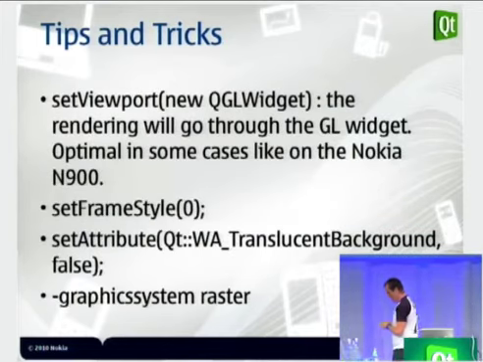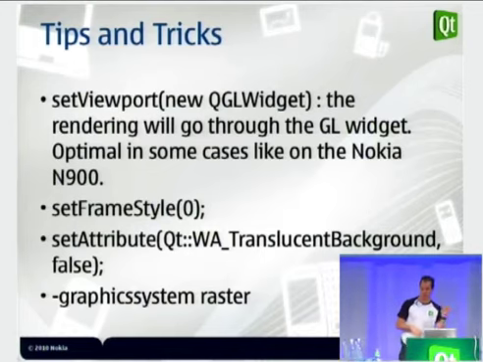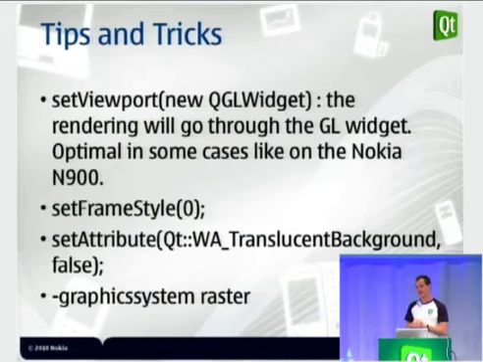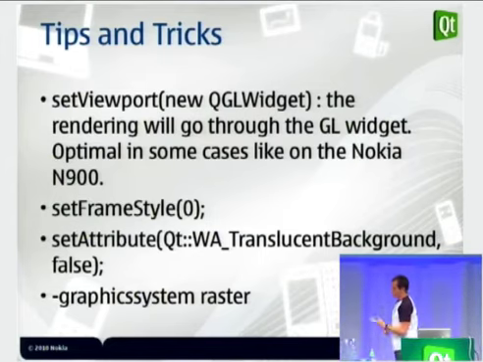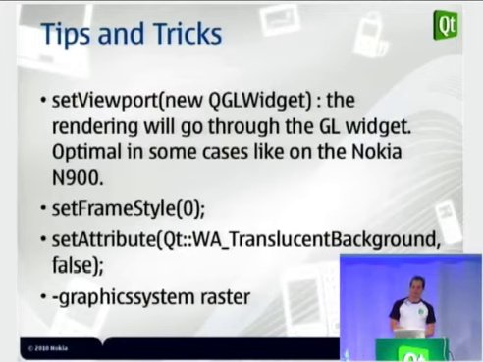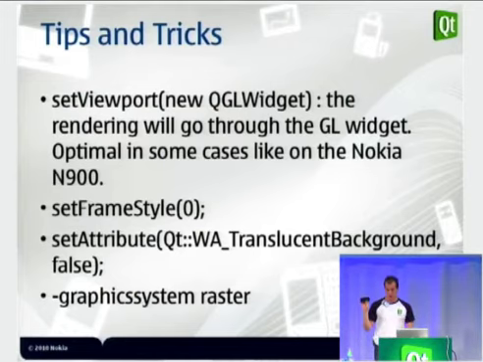Other tips and tricks. I recommend the usage of setViewport with a new QGLWidget. So basically setting the viewport of the graphics view as a GL widget, so you can actually also do GL code in your painting code of the items. Because then the rendering will go through the GL widget, and then you get some GL acceleration or boost in some cases. For instance, on the Nokia N900, the best couple I could find, at least for KDE, was using the GL widget as the viewport and graphics system raster. If someone comes with a better combination, then I'll be happy.